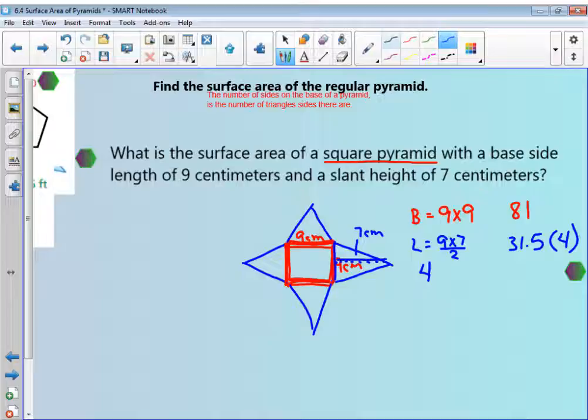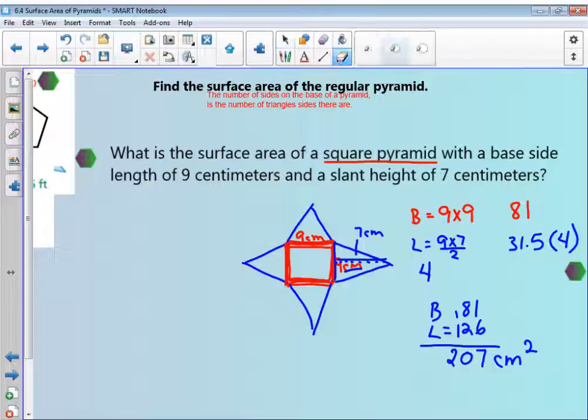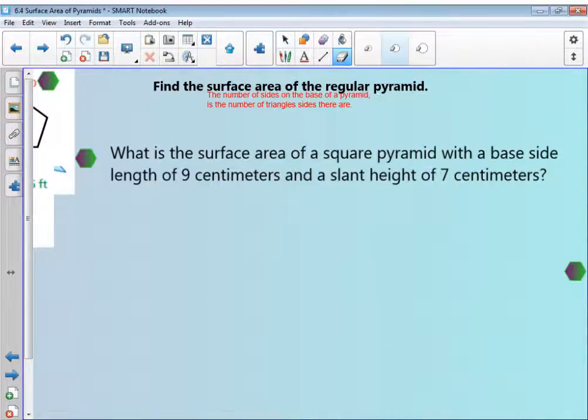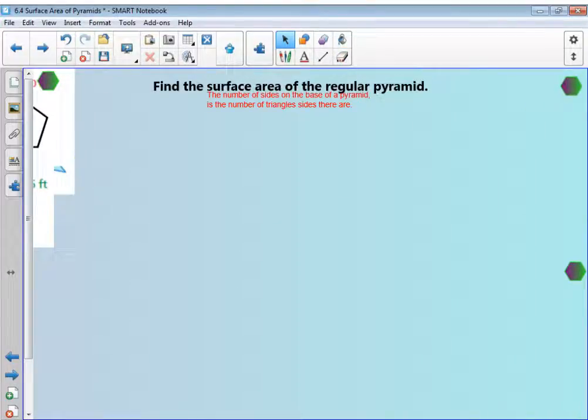So if I take 31.5 times 4, it's going to give me 126 for the lateral surface area. And my base was 81. So we'll go ahead and add those together. I get 207. My dimensions were centimeters. And it's surface area, so it's squared. Okay, so that's working a word problem. So when you get a word problem, you need to write down as you go, maybe drawing a picture so that you're seeing the way that you have learned how to solve it with the picture.